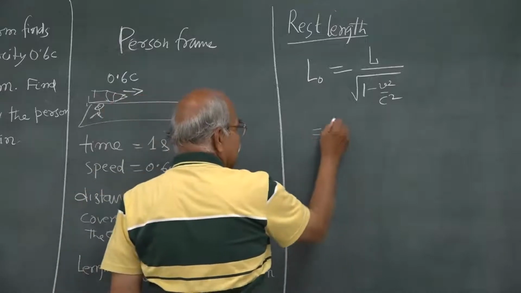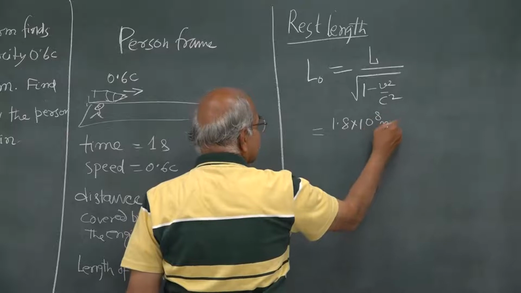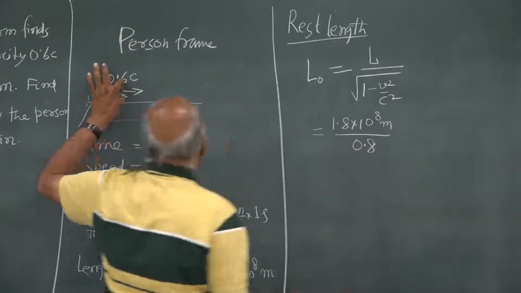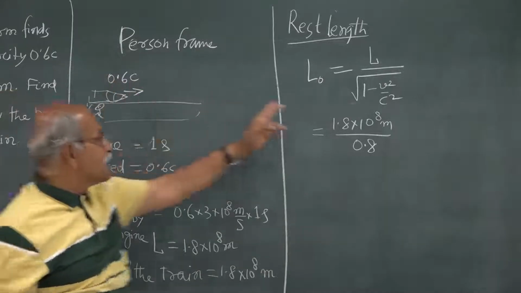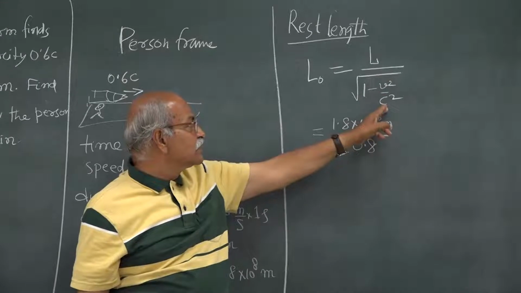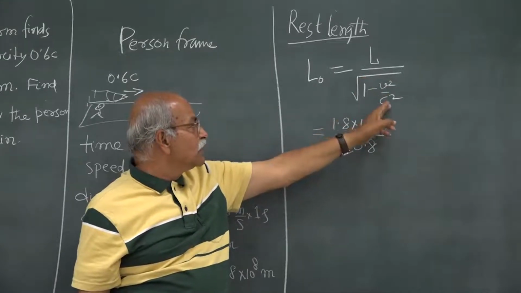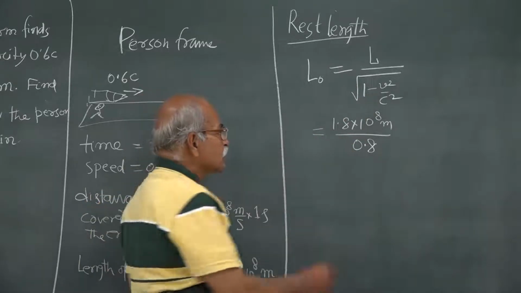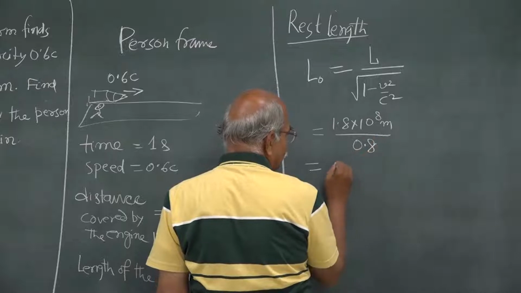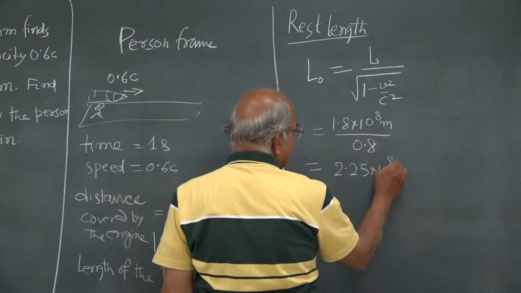So, this is 1.8 into 10 power 8 meter divided by 0.8. When you put 0.6 here, the square will be 0.36 and 1 minus 0.36 will be 0.64 and the square root will be 0.8, and so how much is it? 9 by 4. So, 2.25 into 10 to the power 8 meters.